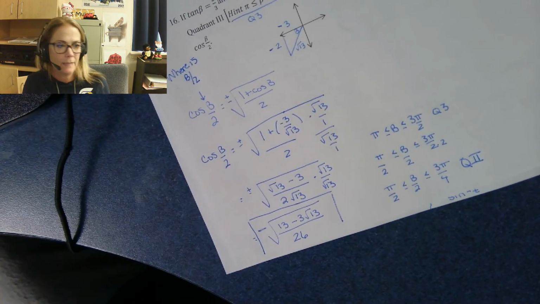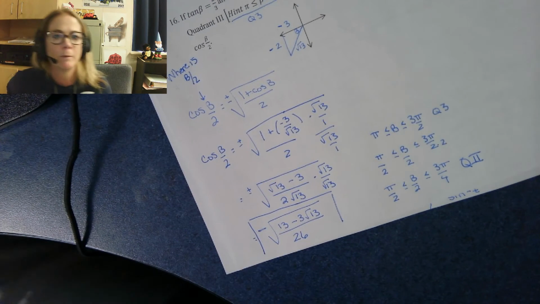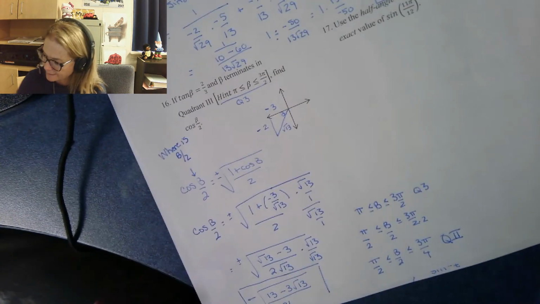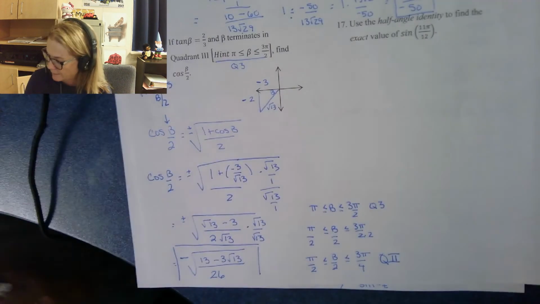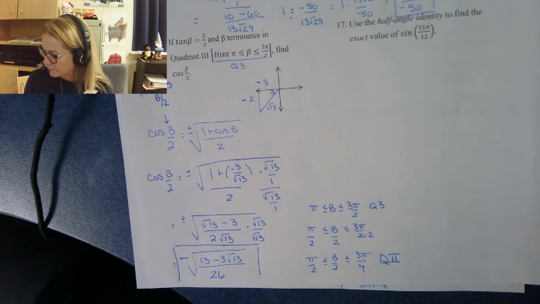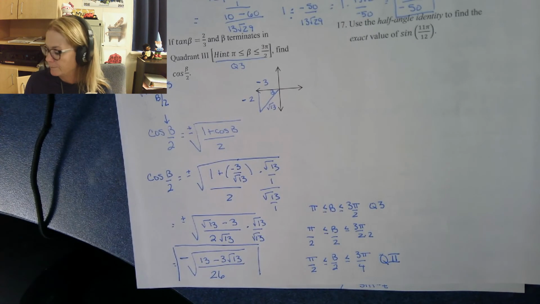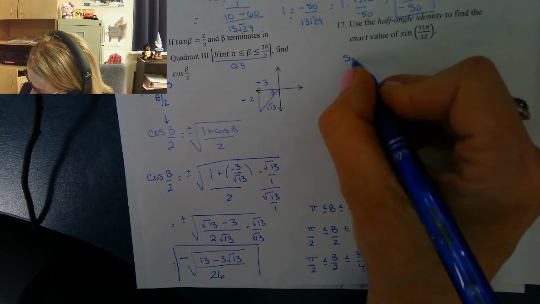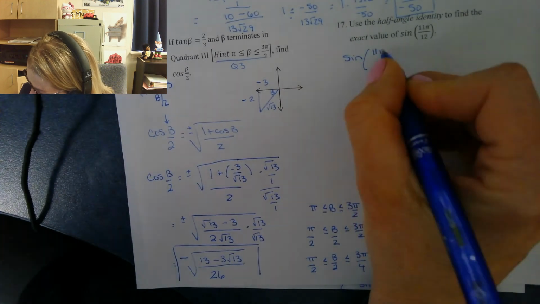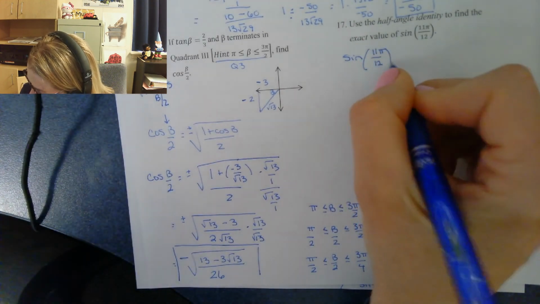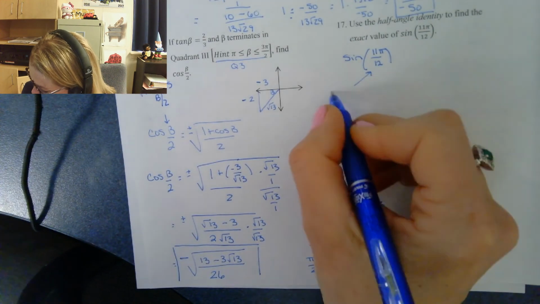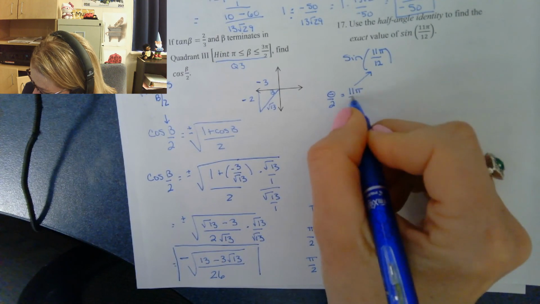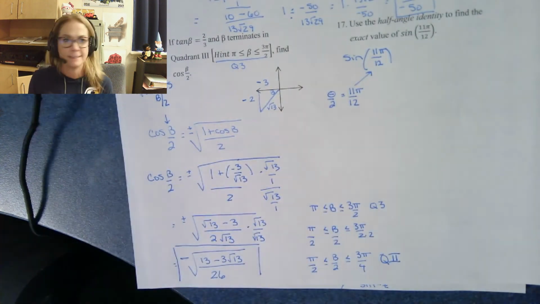Okay, so last problem here. Use the half-angle identity to verify the exact value of sine of 11 pi over 12. Okay, so we're going to use the half-angle identity, which doesn't mean we're going to half this. It means that this is half. This is theta over 2.